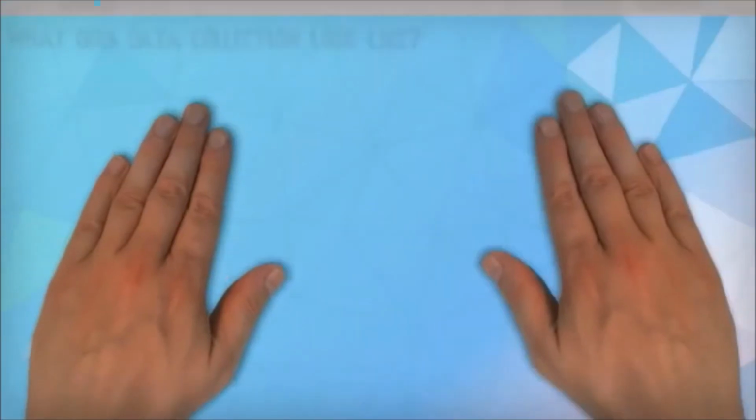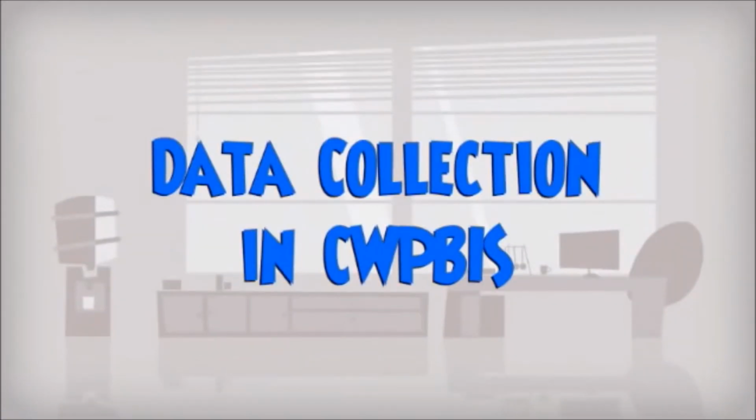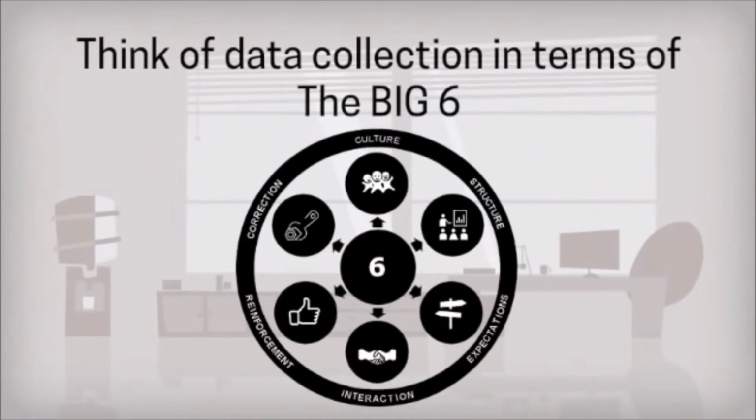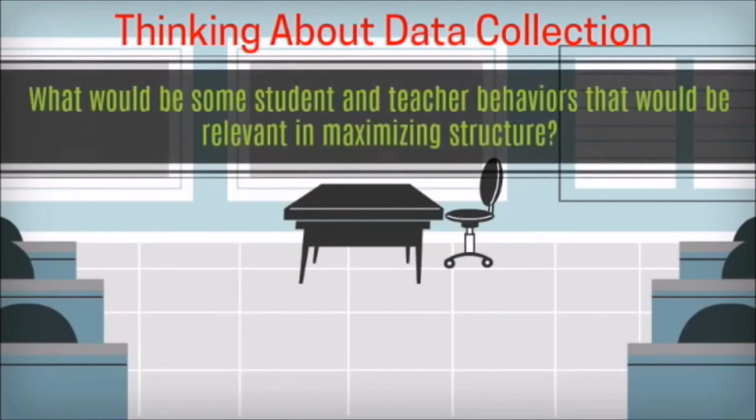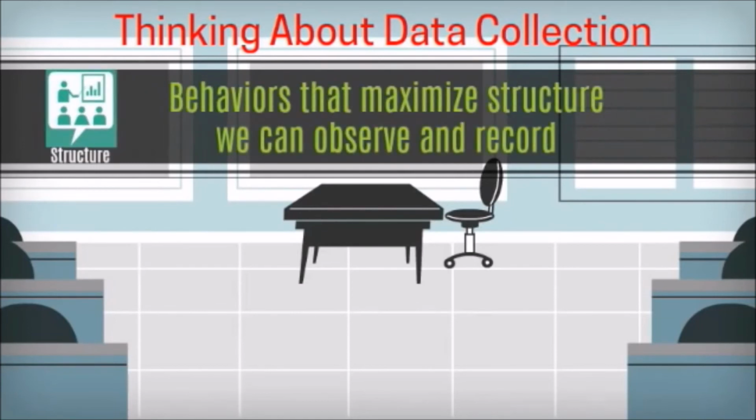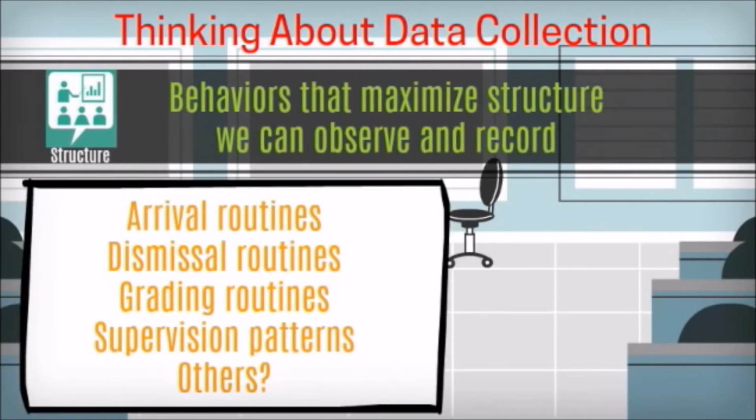Let's look more closely at data collection in class-wide positive behavioral interventions and supports. You can think about data collection in class-wide PBIS in terms of the areas that we discussed in our earlier modules. For instance, let's think about some student and teacher behaviors that would be relevant in maximizing structure. Let's think about some behaviors that are related to maximizing structure that would be appropriate targets for data collection.